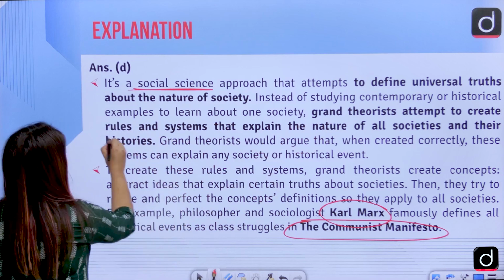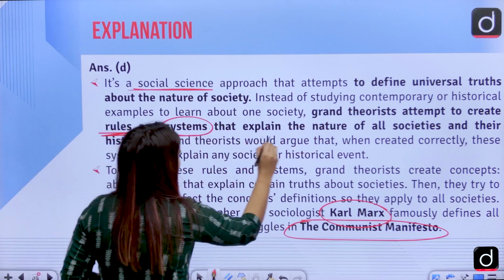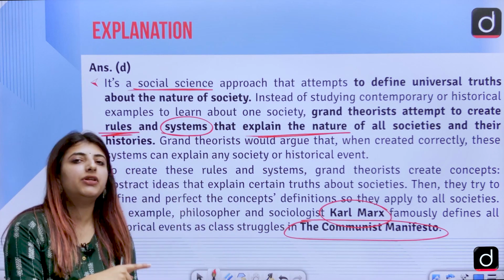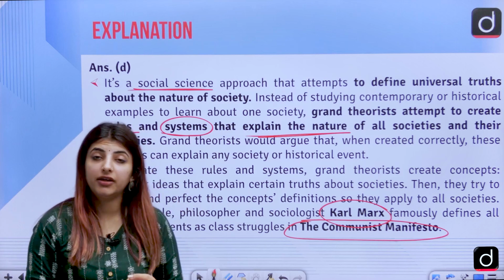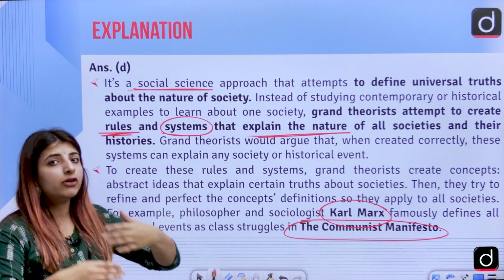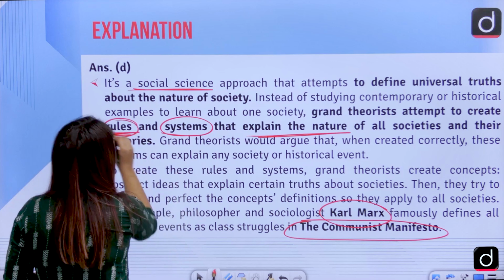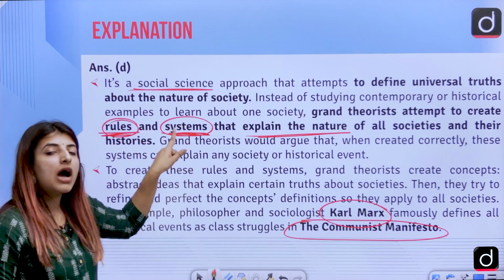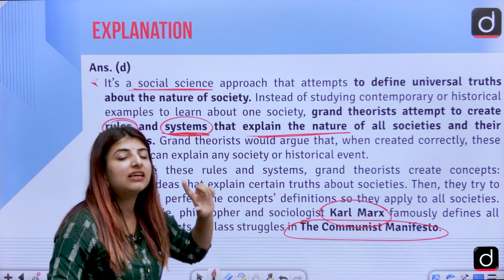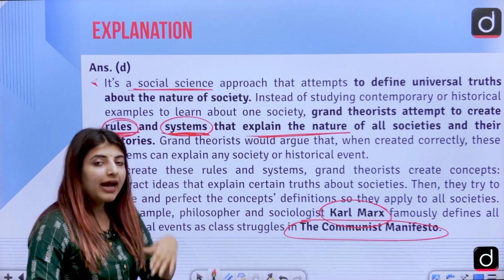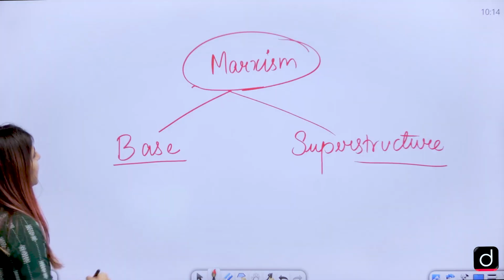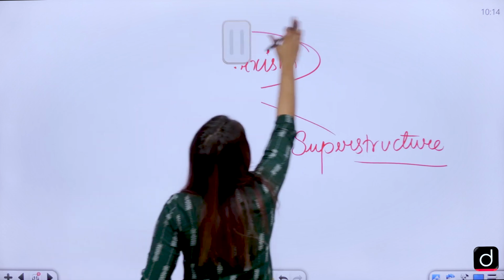Grand theories attempt to create rules and systems that explain the nature of all societies. So as, for example, we have talked about Karl Marx, he developed the theory of class struggles, he developed the theory of Marxism to tell us how society has been existing since eras, and the rules and systems which he created now are the ones which are being used, right, to tell us what is a class struggle in general, and what is a class struggle in the context of Marxism, and how even in the previous times there were people.